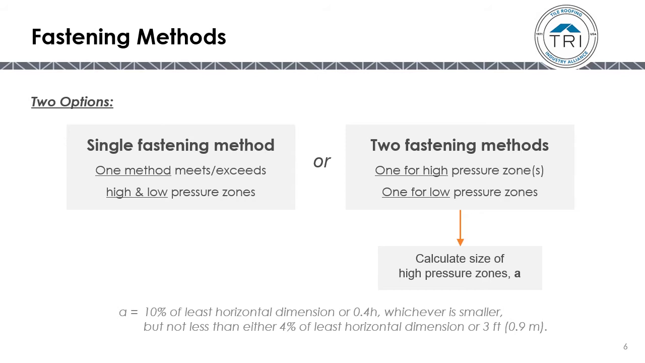To do this, you need to calculate the size of the high pressure zone, which is this formula for A. That is covered in another class, but it has to be calculated for you to use the two fastening method.